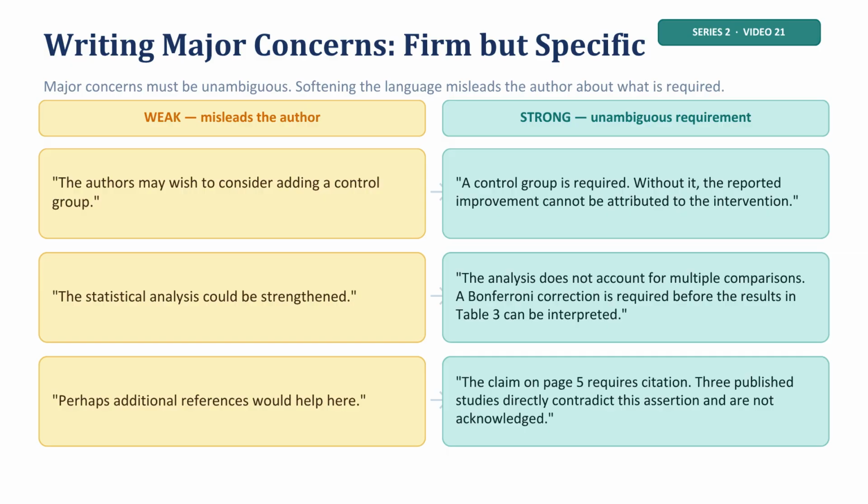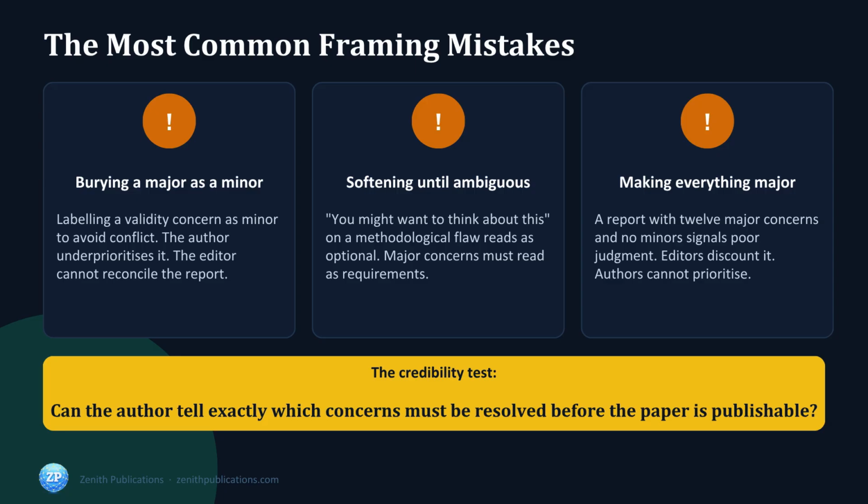"The statistical analysis could be strengthened" leaves the author guessing. The correct framing: the analysis does not account for multiple comparisons. A Bonferroni correction or equivalent is required before the results in Table 3 can be interpreted. Major concerns require directness. The author needs to know what must change before the paper is publishable, not what might improve it. Three framing mistakes appear repeatedly in peer review reports.